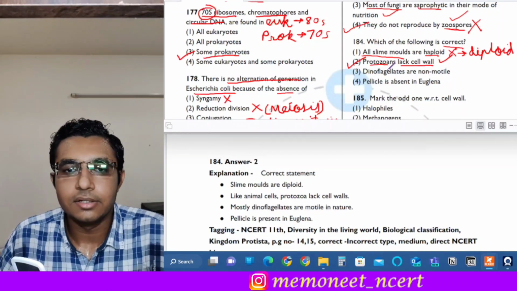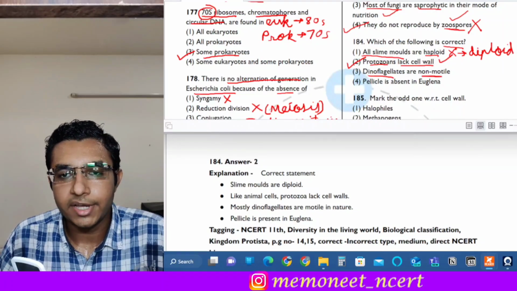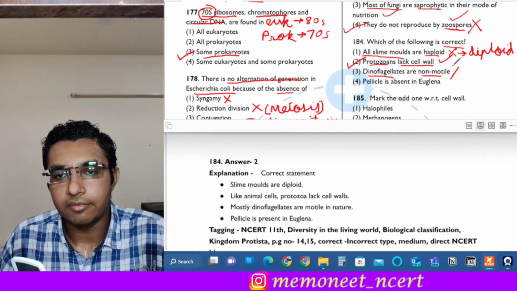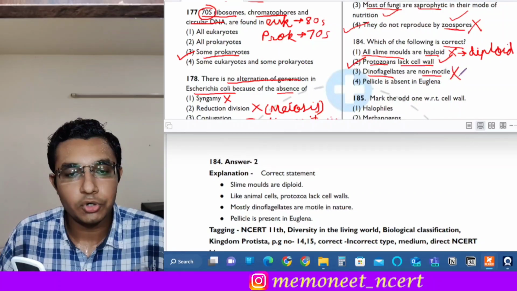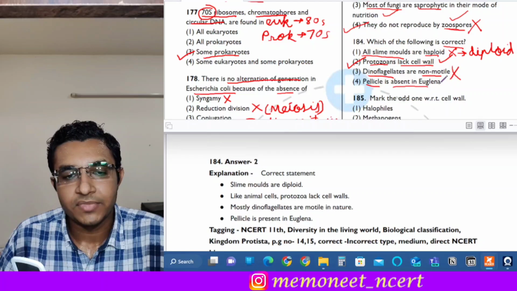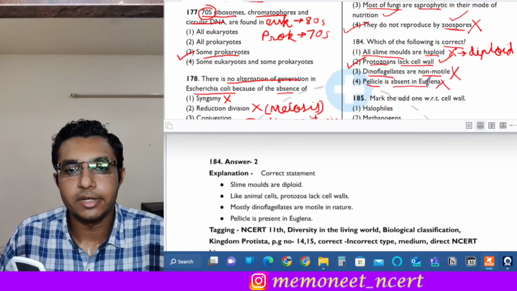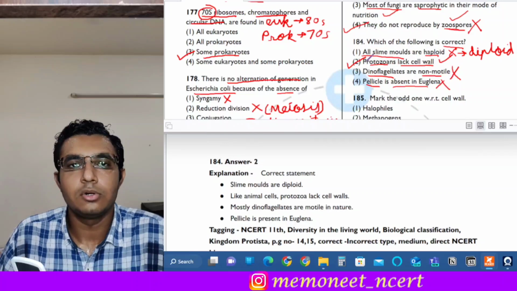Let us see the other two statements also. The third is dinoflagellates are non-motile. So this statement is incorrect. Why? Because dinoflagellates are motile. The fourth is pellicle is absent in euglena. So this statement is also incorrect. Why? Because pellicle is present in euglena. So the correct answer will be option 2.